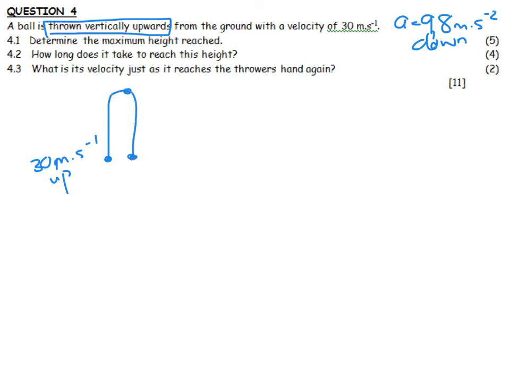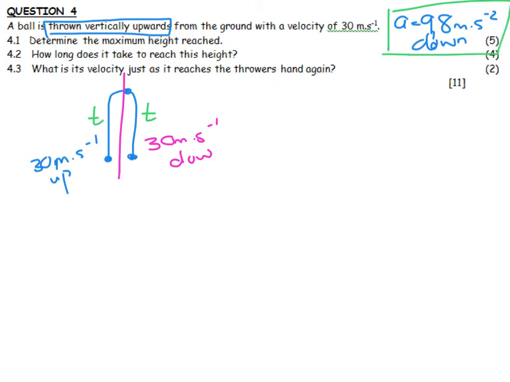These two parts of the journey, the up journey and the down journey, are mirror images of one another. So this will come down at 30 meters per second down. Whatever the time is to go up will be the time to come down. They are exact mirror images. Why? Because they have the identical acceleration as long as that ball is in free fall.